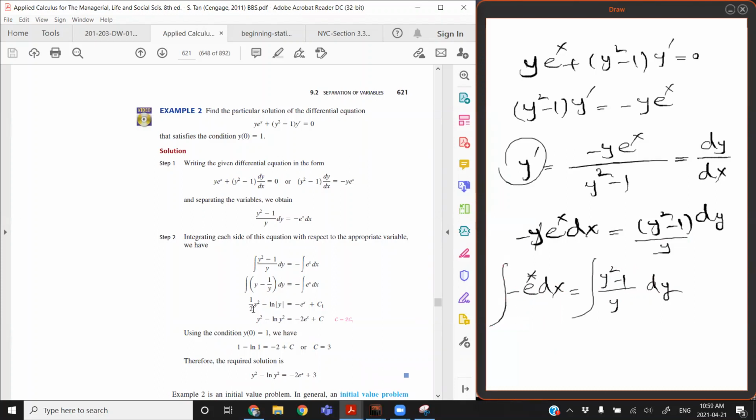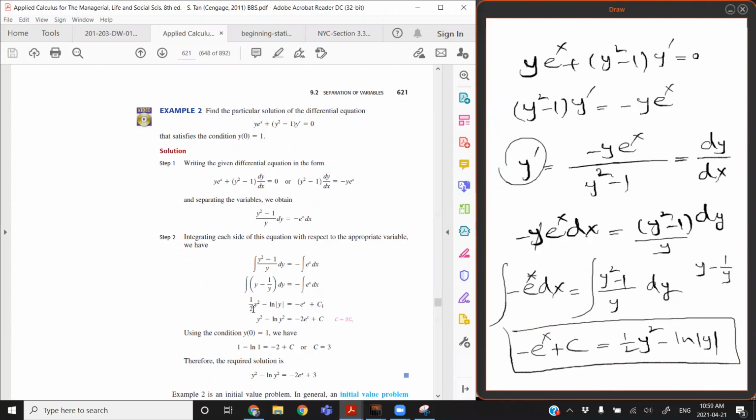Next, I'm going to take the antiderivative on both sides. I get minus e to the power of x plus c on this side. And on the other side, I can write this as y minus 1 over y. So the antiderivative of this with respect to y is going to be 1 over 2 y squared minus ln of absolute value of y. I don't need to write plus c on both sides. I can write plus c either on this side or on the other side. It doesn't matter. So that would be the general solution.